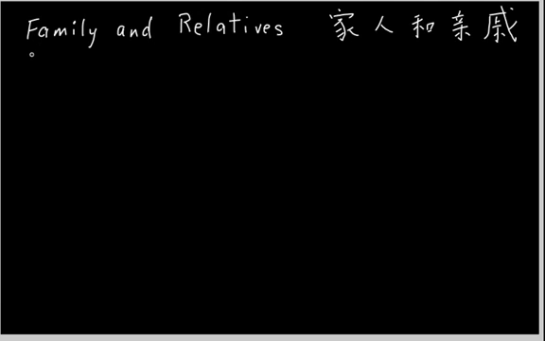Family is translated as 家人, as you can see over here. 家 is written with a roof and the symbol of an abbreviated form of a pig, pronounced J-I-A in the first tone. 人 is man, and it's written like a man standing on two legs, pronounced R-E-N in the second tone.